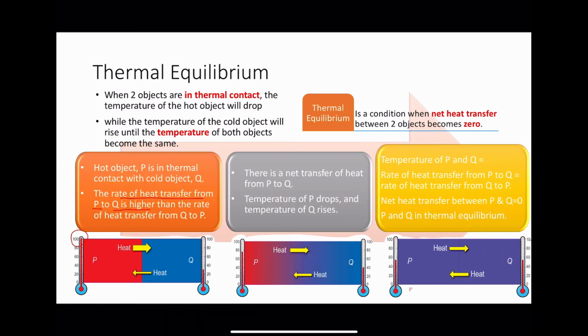Temperature of P and Q is equal. Rate of heat transfer from P to Q is equal to the rate of heat transfer from Q to P. Net heat transfer between P and Q is 0. Now, P and Q are in thermal equilibrium. If you look at the temperatures, both of them have the same temperatures.